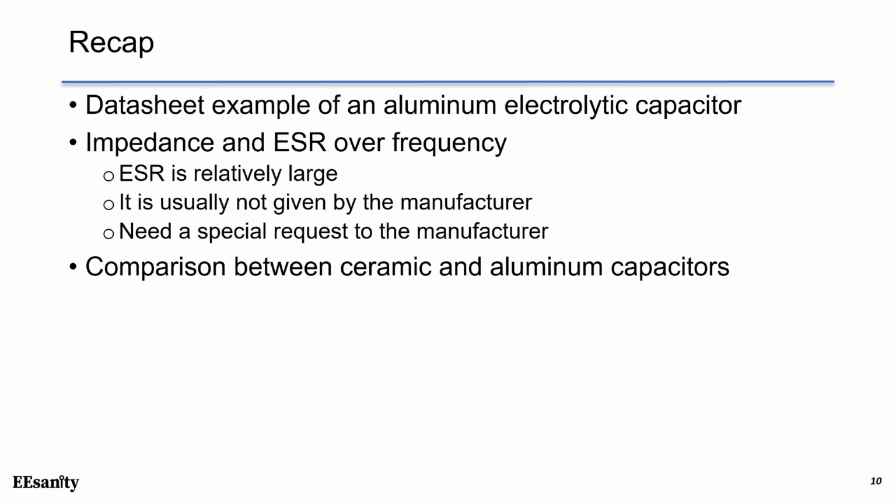Recap: we went through the datasheet example of an electrolytic capacitor. The impedance and ESR over frequency were studied. We know the ESR is relatively large for aluminum electrolytic capacitor. If you want this information, you need a special request to the manufacturer. We also did a comparison between ceramic and aluminum capacitors.